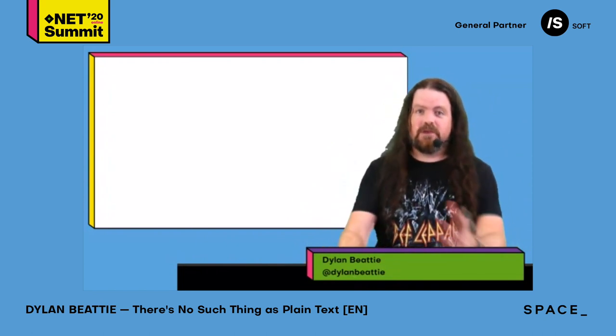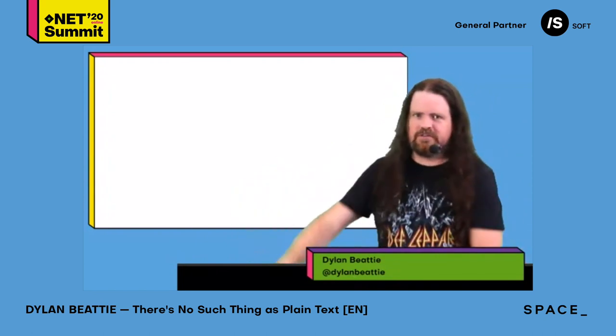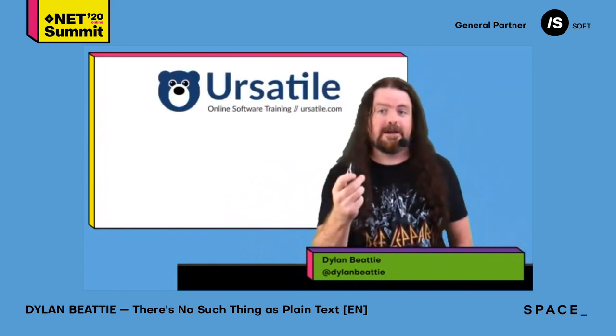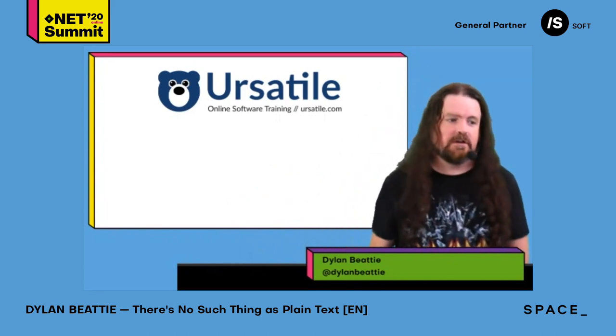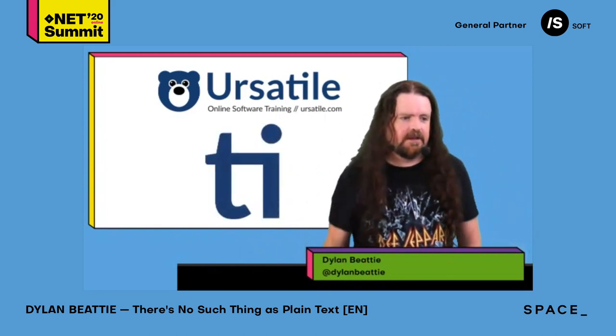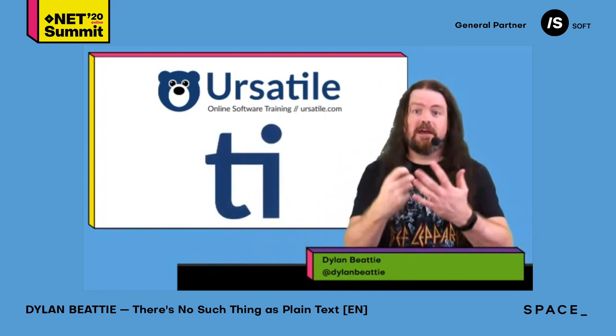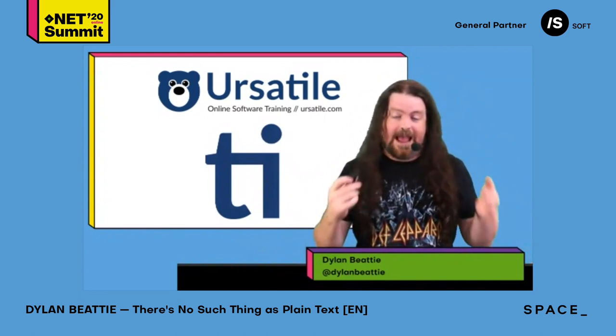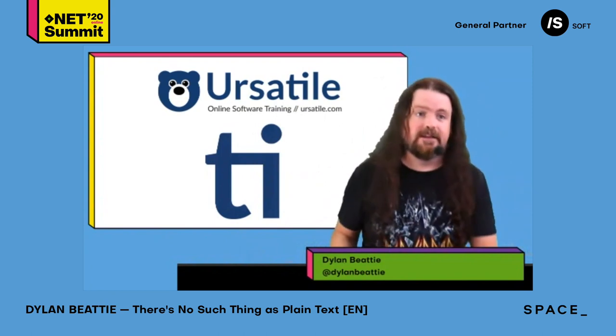Now, font rendering and stuff, that's a whole topic all on its own, but there's a neat little detail I want to share with you. If you look at the logo for my company, it looks like this. And if you look closely, you'll see that the T and the I are actually joined together in a single character. Now, that's not Unicode. This is just ASCII text, U-R-S-A-T-I-L-E. That's all that's going on here.